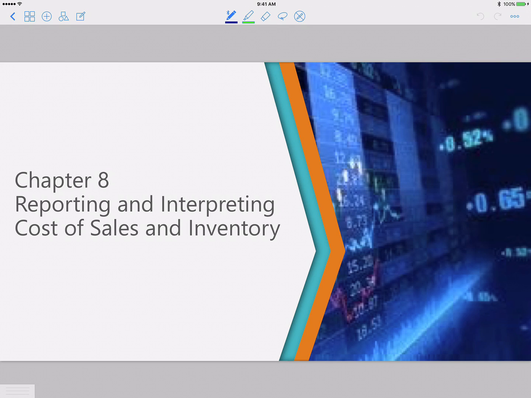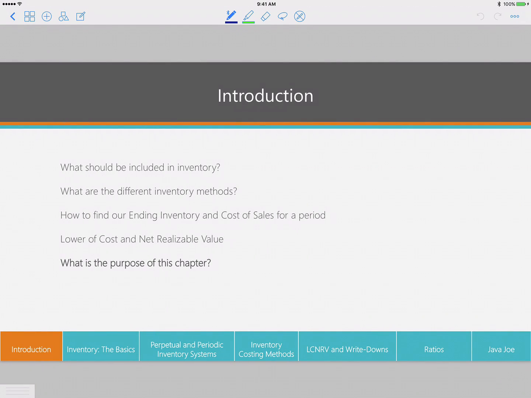Today we're going to be covering reporting and interpreting cost of sales and inventory. So it's all about inventory today. The topics we're going to cover are what costs should be included in inventory, and what the different inventory methods are. You may have heard of them: FIFO, weighted average, and specific identification.